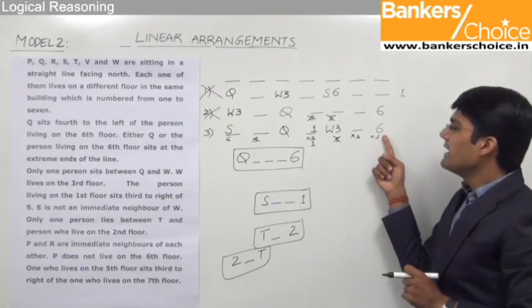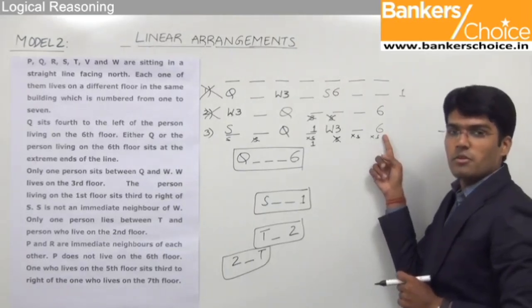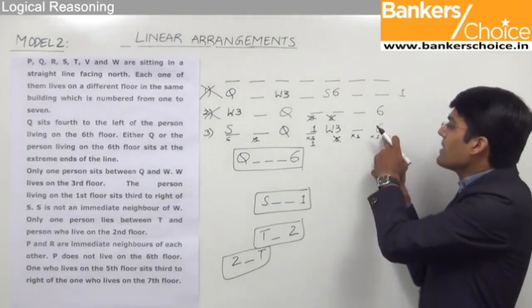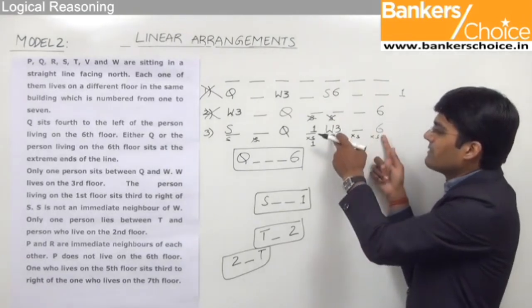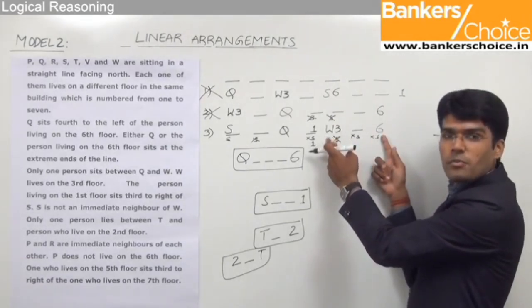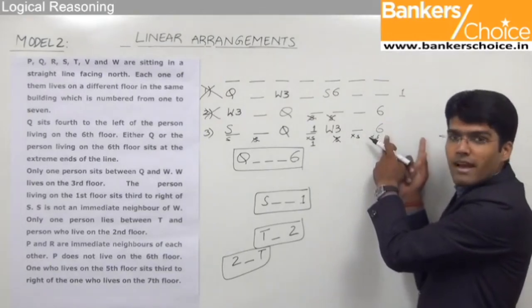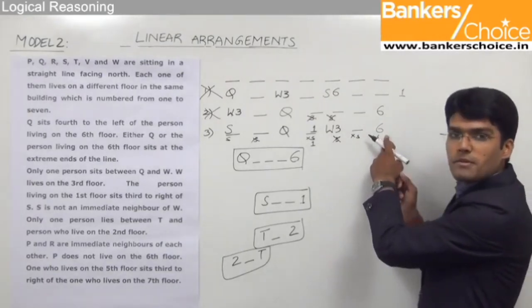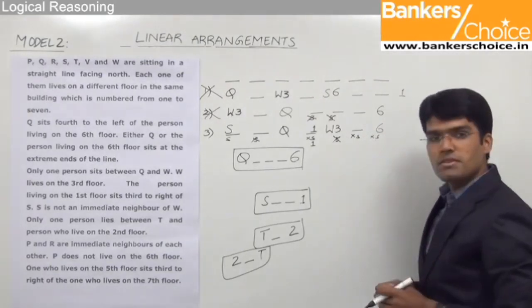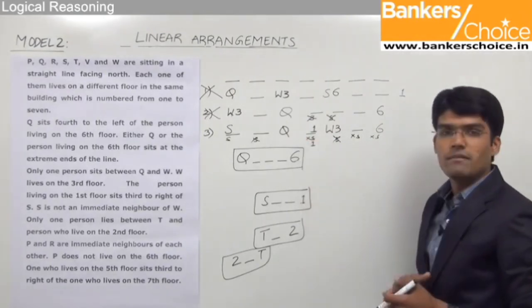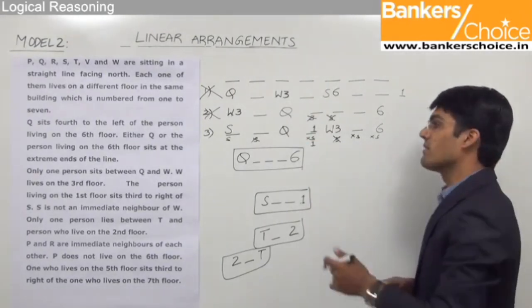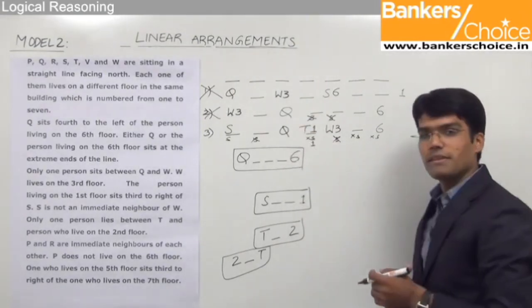And if we try to fit T on the last position, which is already occupied by the 6th floor person, the person on the 2nd floor should come on the left, which is not possible as it is already occupied by W, or he should come on the right, which again is not possible as it makes him out of the arrangement. So the only possible position for T here is this one, which is occupied by the 1st floor person. So let us fix T in this place.